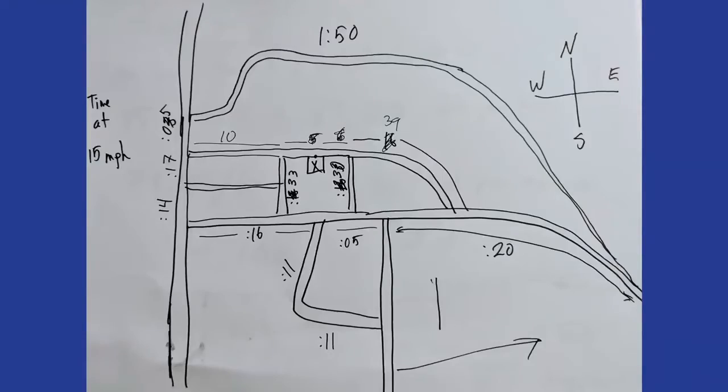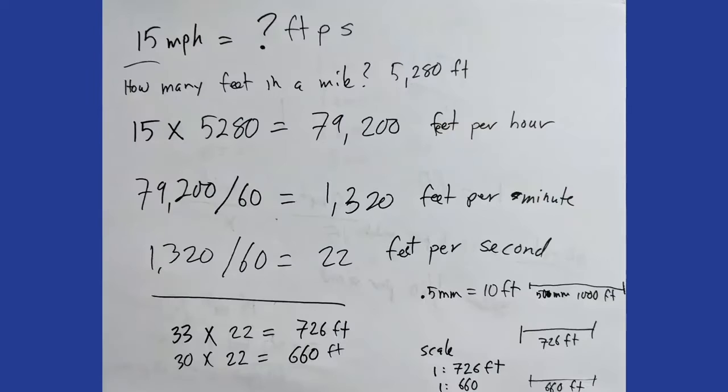So after my bike ride, I had to figure out my scale. How I did that is I rode around my neighborhood at 15 miles an hour, and I timed how long it took me to get from place to place. At the top there you can see 1:50. It took me a minute and a half to go that long street. I timed it so I could figure out approximately how many feet things were from each other. It's not a perfect count because I couldn't keep the speed exact.